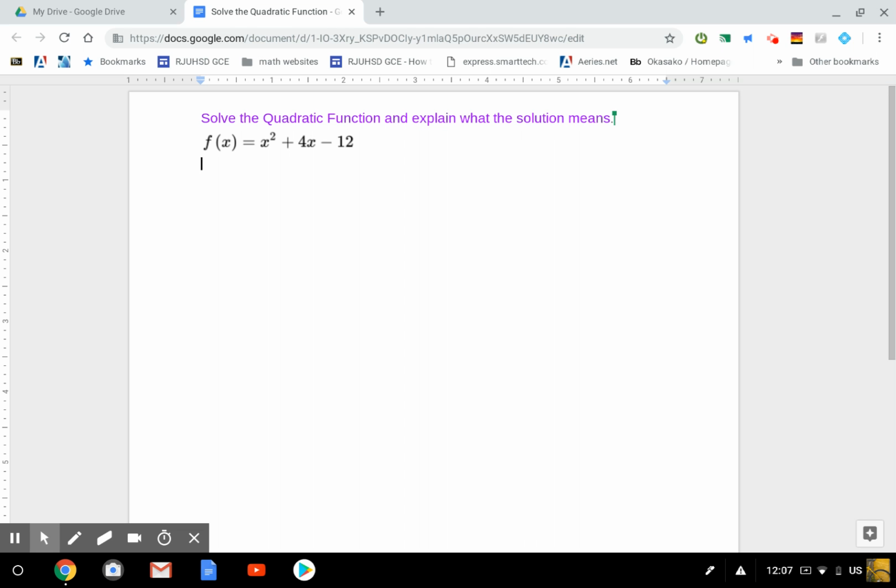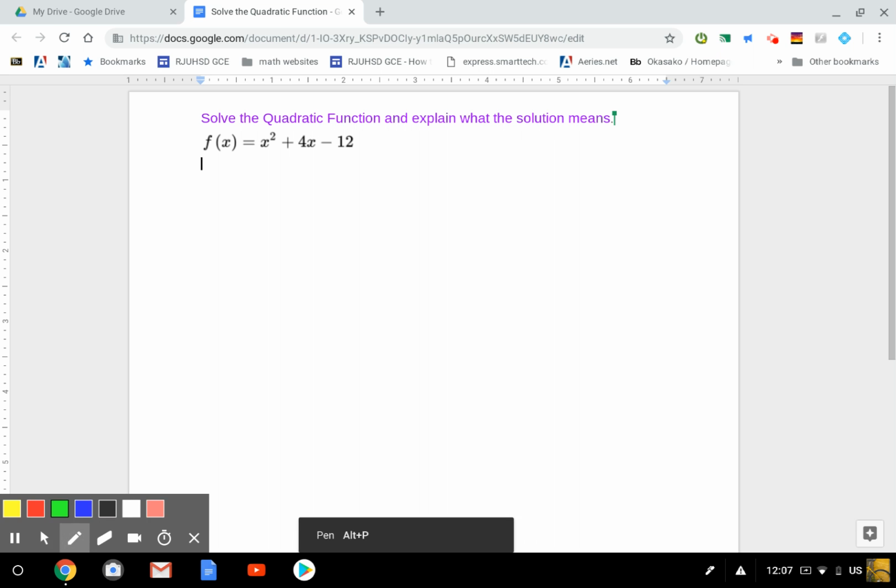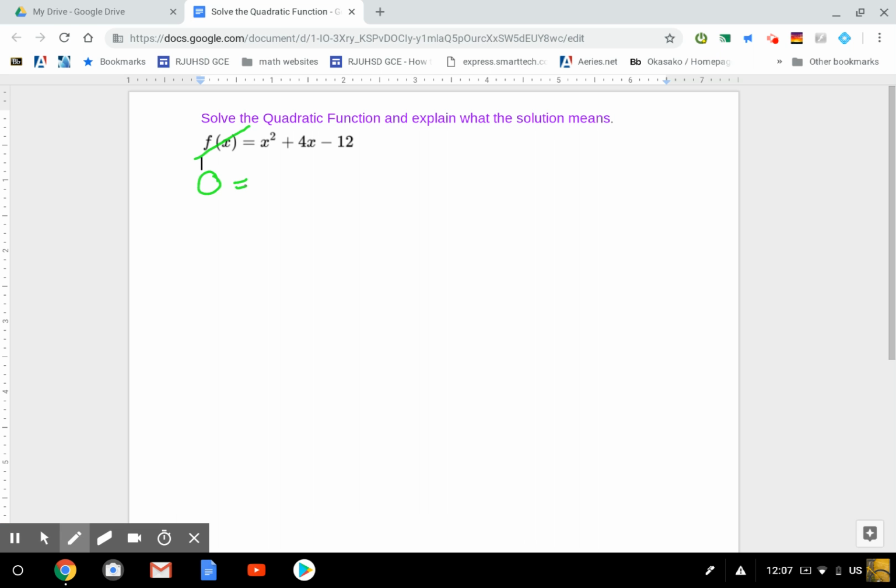So today we're going to be solving the quadratic function and explaining what the solution means. The very first step you're going to want to do is take this function and set it equal to 0. So 0 equals x squared plus 4x minus 12.